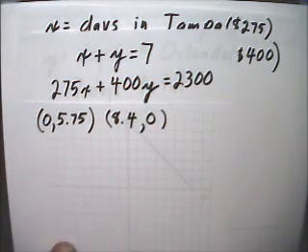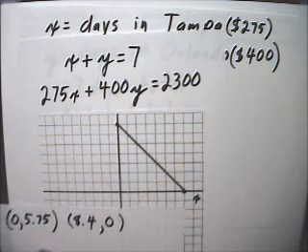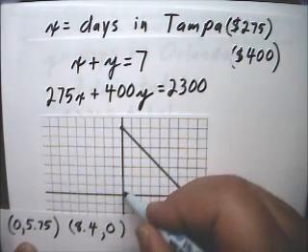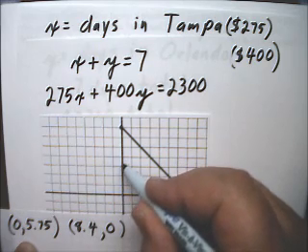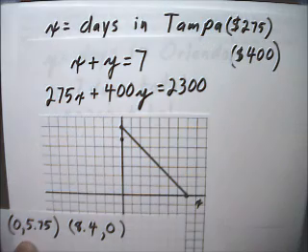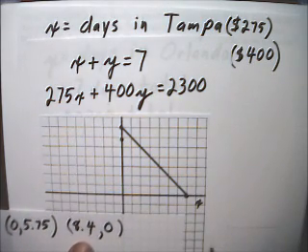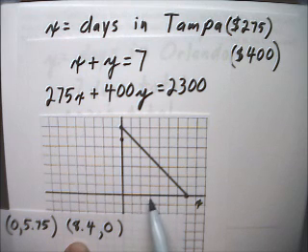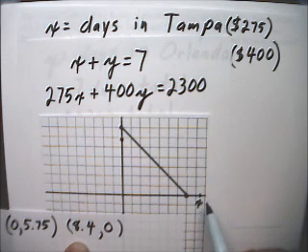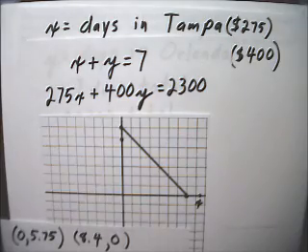So let's try these 2 points. 0, comma 5.75. So 1, 2, 3, 4, 5.75 is right there, close to 6. And 8.4, comma 0. 1, 2, 3, 4, 5, 1, 2, 3, 4, 5, 6, 7, 8. 8.4 is going to be very close to 8.5.